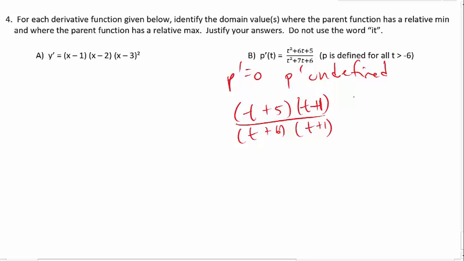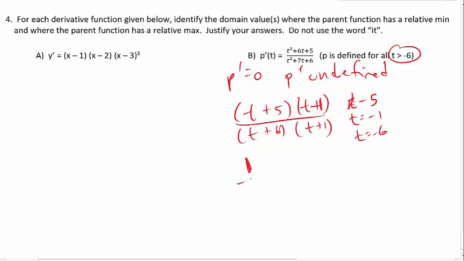So p prime equals 0 whenever the numerator equals 0. That happens at t is negative 5. That's a critical number. If t is negative 1, both the top and the bottom will be 0, but that's still an undefined value, so we'll count that. And also if t is negative 6, the denominator will be 0, which makes p prime undefined as well. Now we don't have to so much worry about the negative 6 thing because the domain here is listed for all values greater than negative 6.